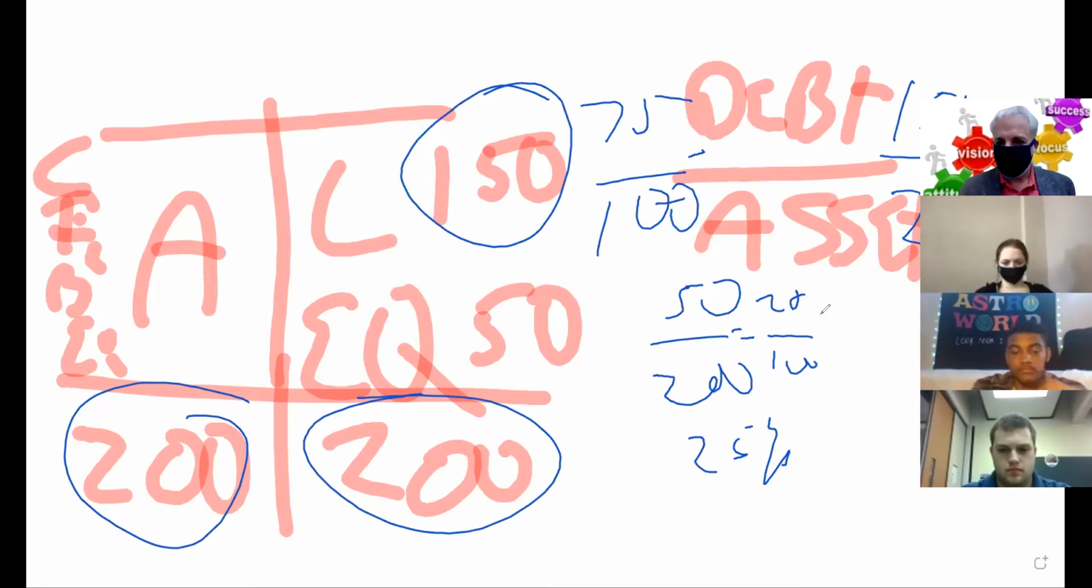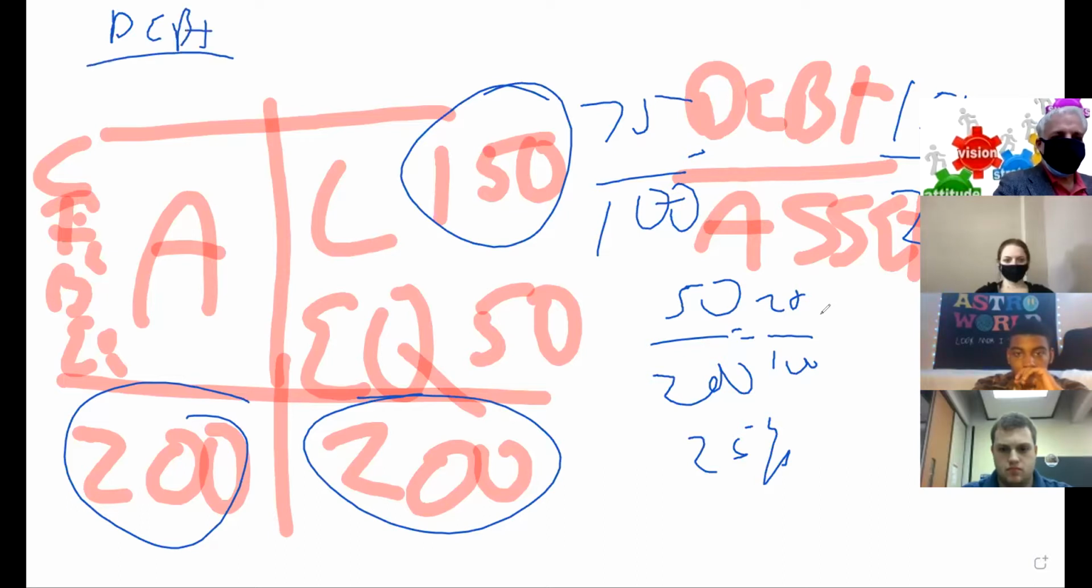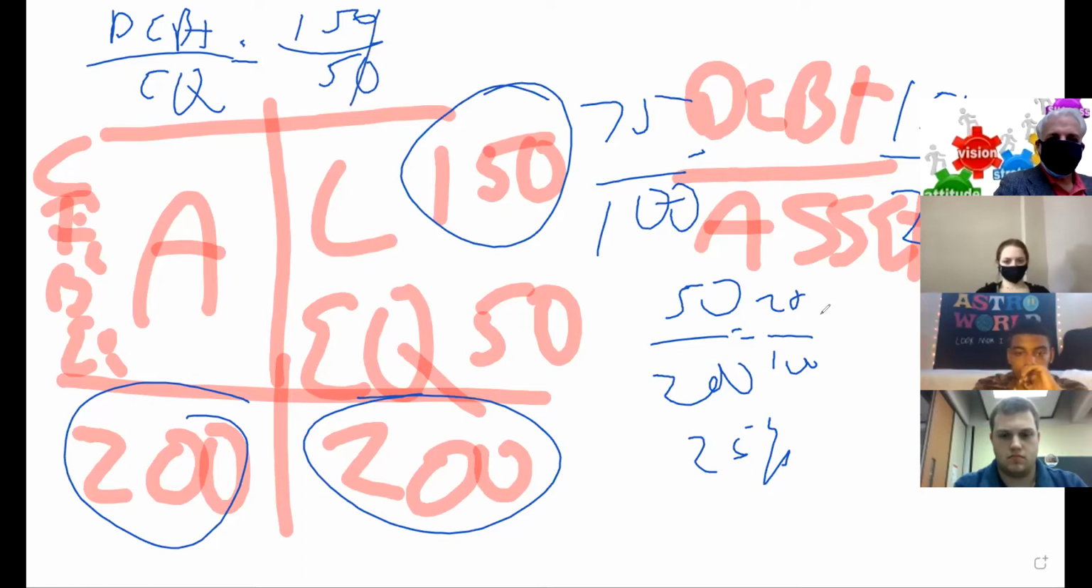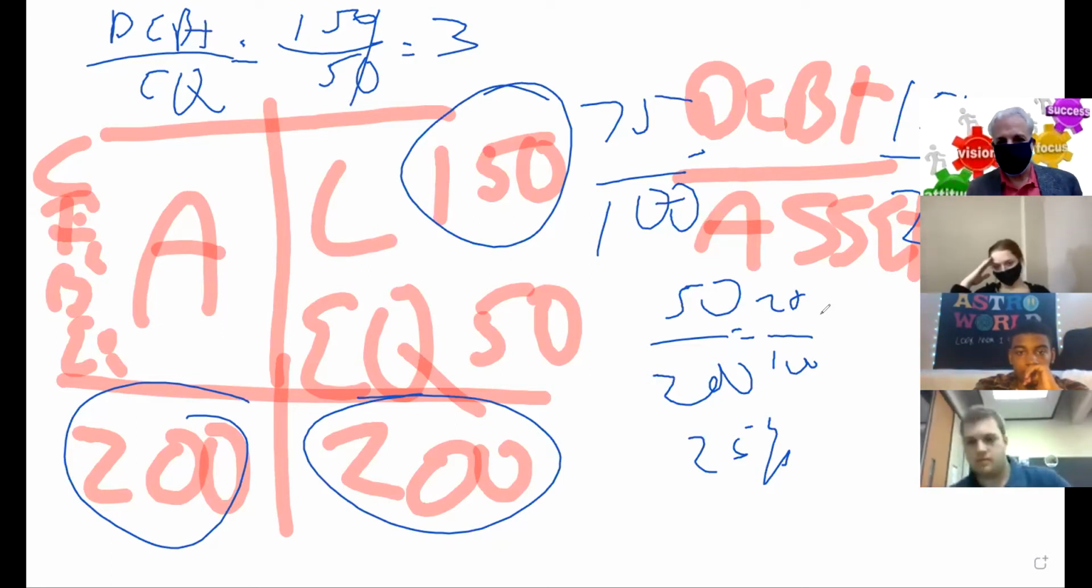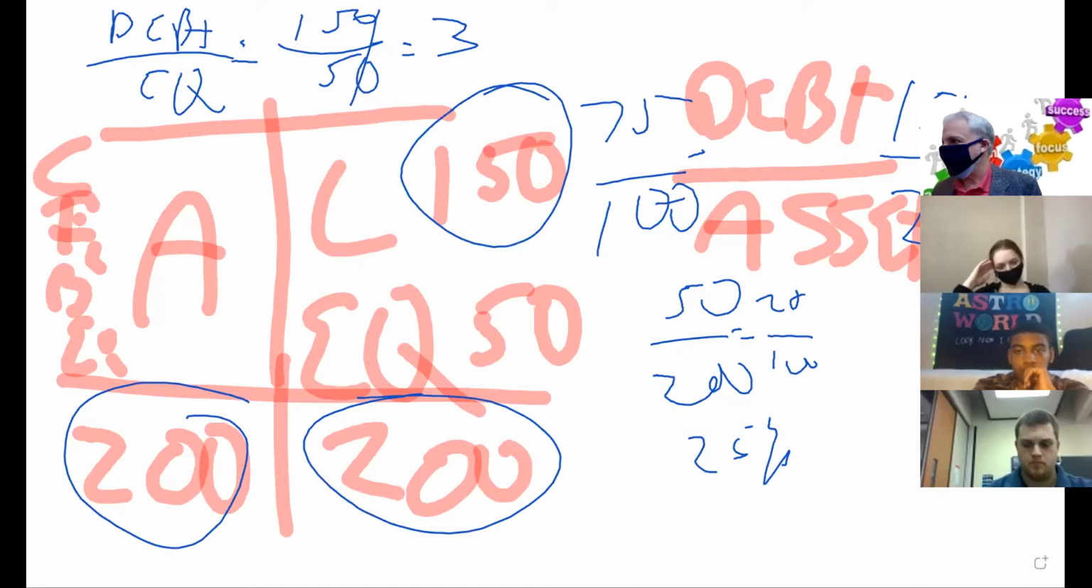Three, four. Debt to equity. So debt to equity looks something like this. Debt divided by equity equals what? 150 divided by 50 equals 3. Thank you. 3 to 1 or 3. 1/3 isn't going to quite do it. All right, so we see that the debt to asset tells me a story.